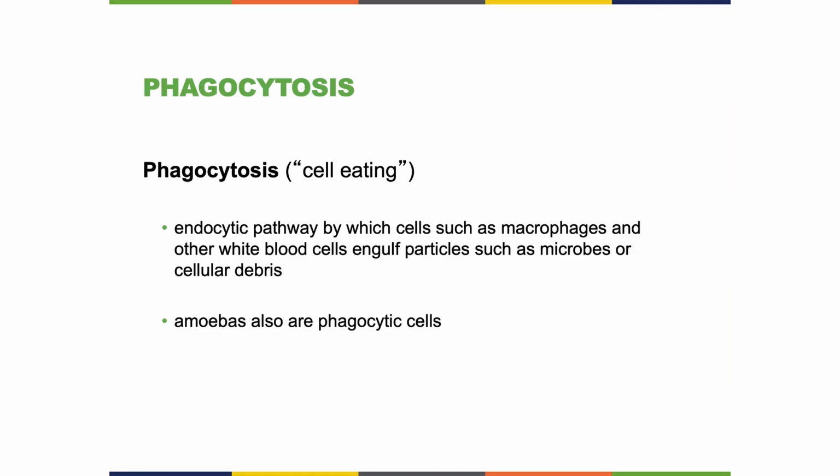Phagocytosis, again, phago means to eat, so cell eating. This is a way some of your white blood cells, your macrophages, your neutrophils, help to get rid of material in your fluids that doesn't belong, like microbes, viruses, cellular debris. Amoebas are also phagocytic. We'll see those when we get into the lab and start working with pond water.